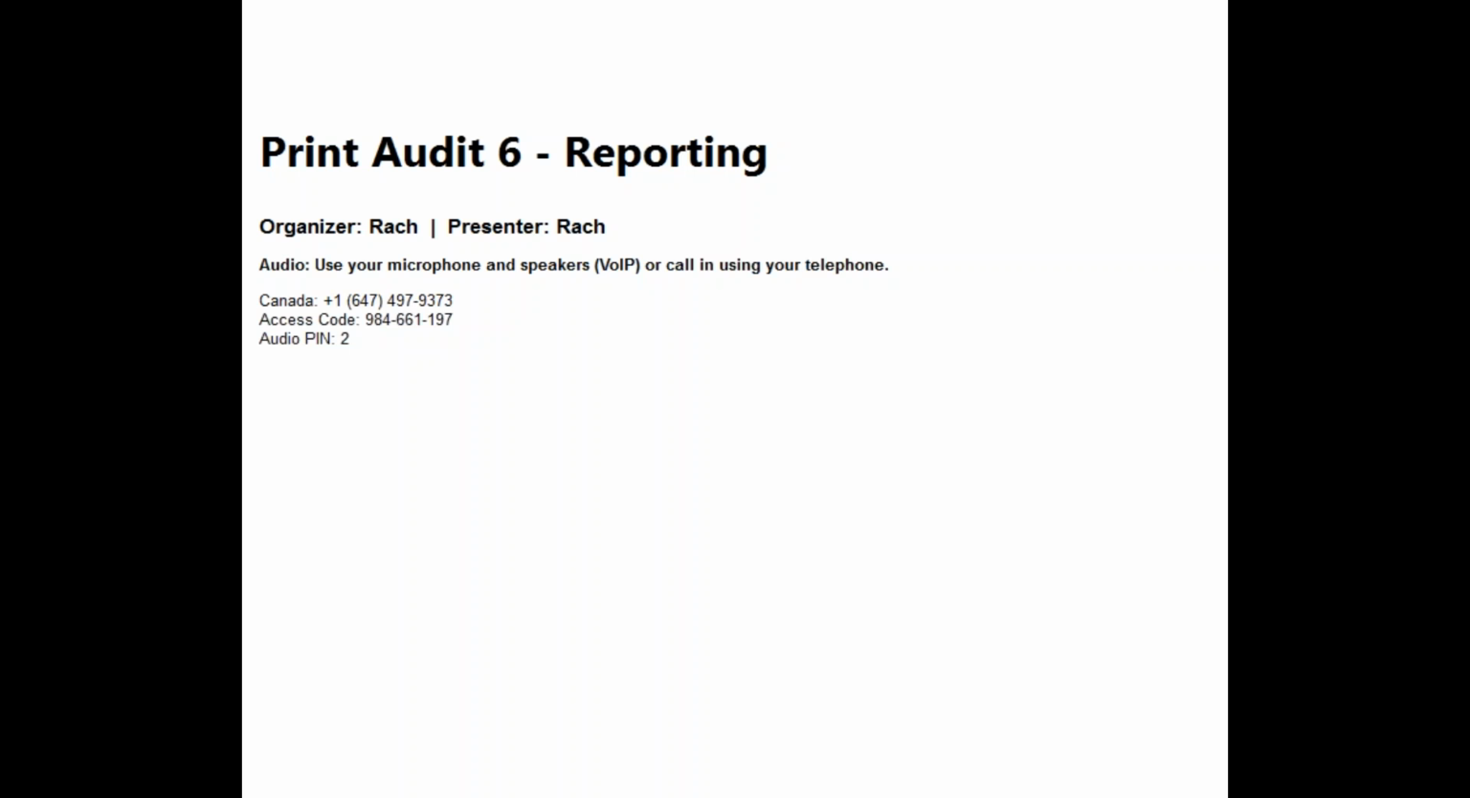All right, so what we're going to be covering today is the Print Audit 6 reporting section. So there's two things really that we're going to go through. We're going to take a look at the analysis reporting tool and the job manager. The simple analysis reporting tool is very similar to the analysis reporting, so we won't be covering that one unless there's any specific questions about that tool.